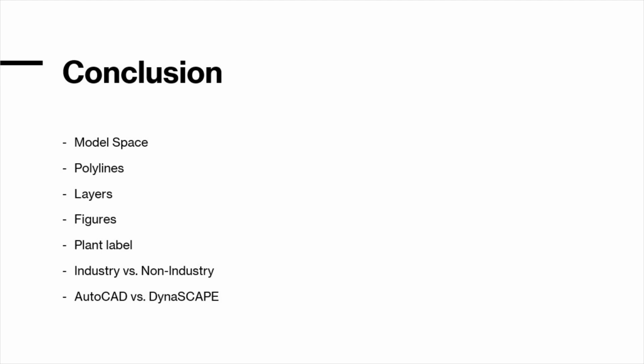In AutoCAD, there's a model space and then a paper space. Paper space is used for your finished drawings, while in DynaSCAPE, there's only model space to do all your work. In model space on DynaSCAPE, there is no scaling. No scaling is needed. Everything is done one-to-one. While on AutoCAD, in model space, it is one-to-one, but once you bring it to paper space, you'll have to scale your drawings.